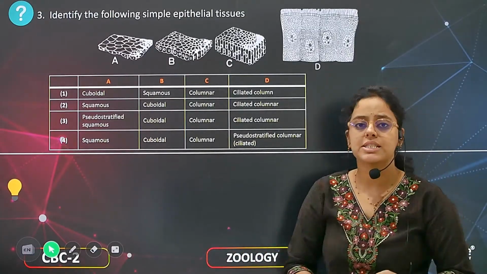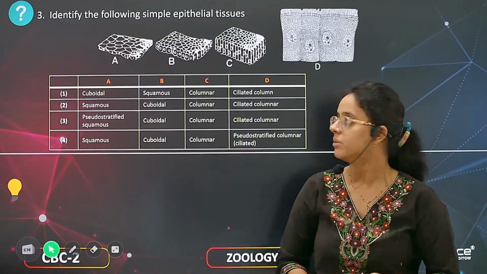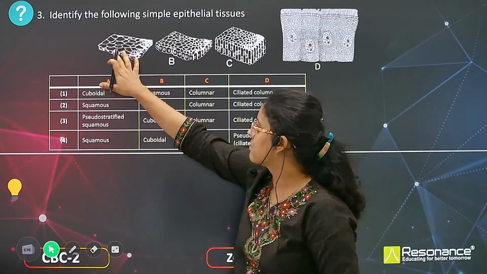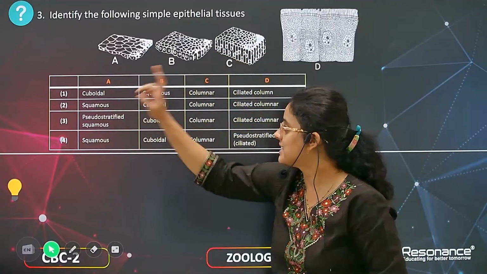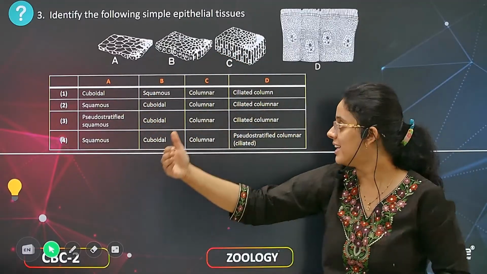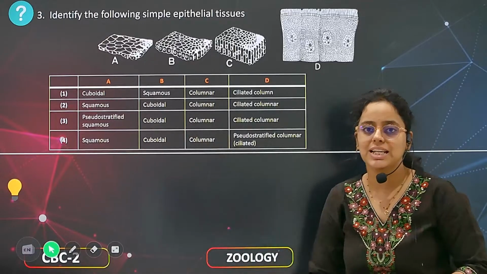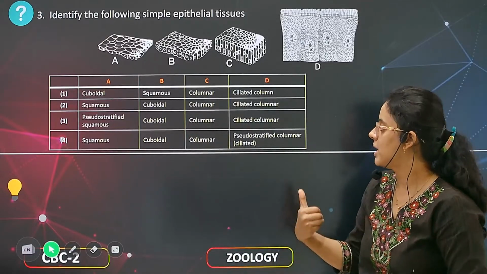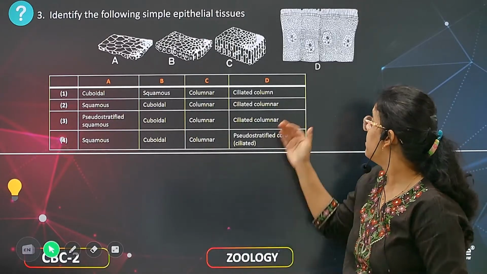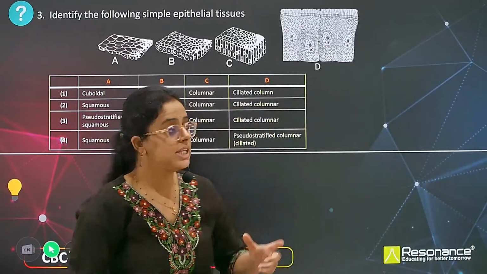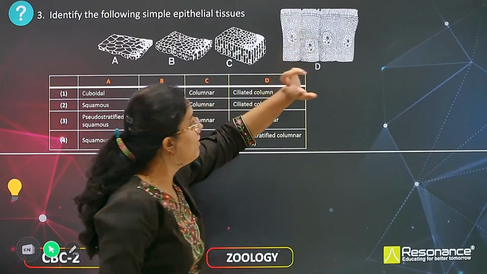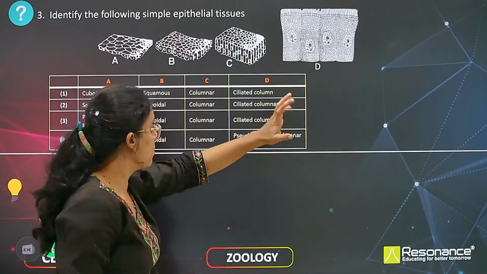Identify the following simple epithelial tissues. We have already discussed these tissues. A and C we discussed earlier: A is a squamous epithelium and C is a columnar epithelium. Other than that, B and D. D is a columnar epithelium in which villi and microvilli are present.